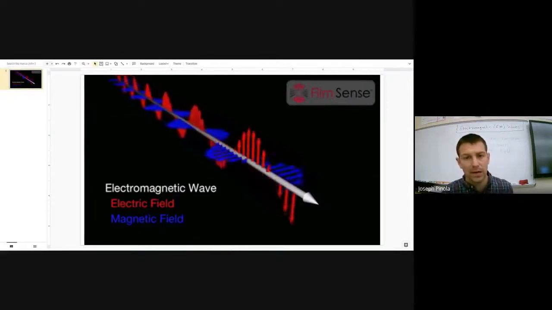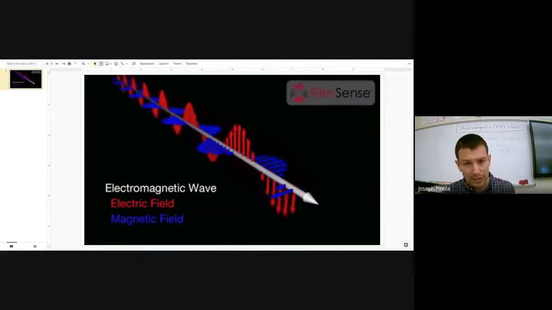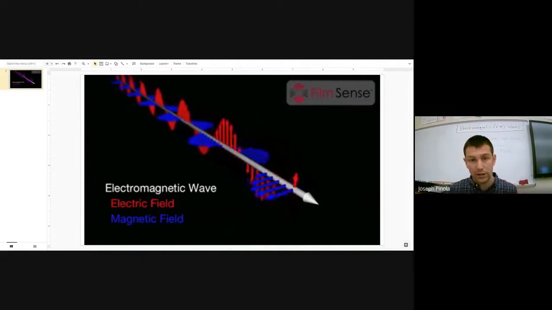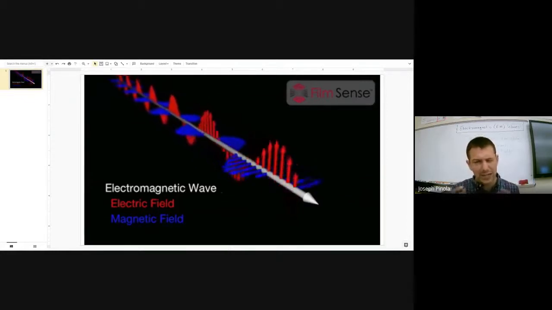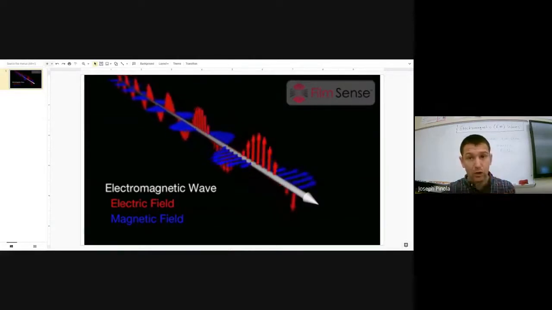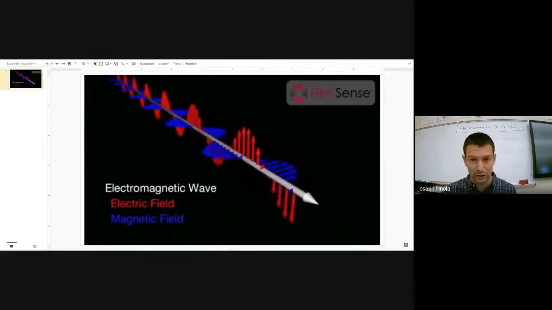This is what we mean by a changing electric and magnetic field. Whenever the electric field grows, it causes the magnetic field to shrink, and vice versa. Whenever the magnetic field grows, it causes the electric field to shrink. And the interaction of these two fields, the electric and the magnetic field, create an electromagnetic wave, which is used to carry energy, just like all waves do.